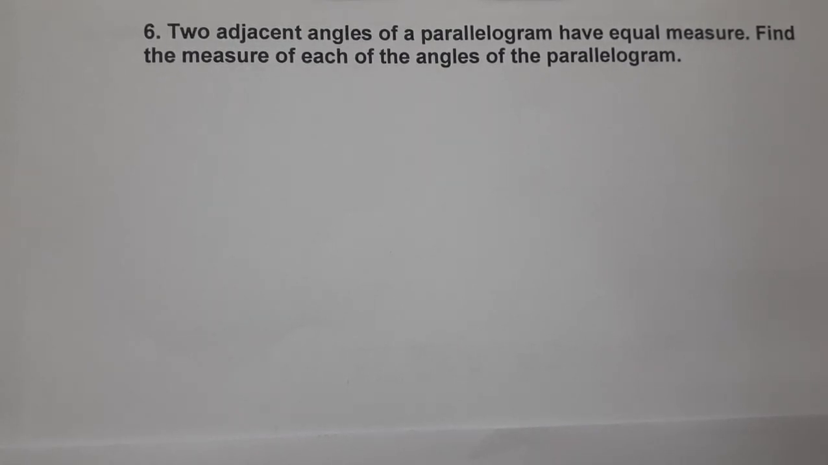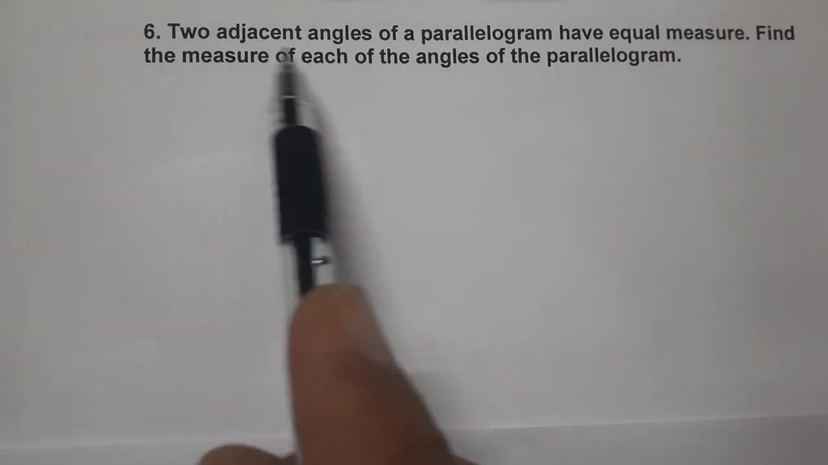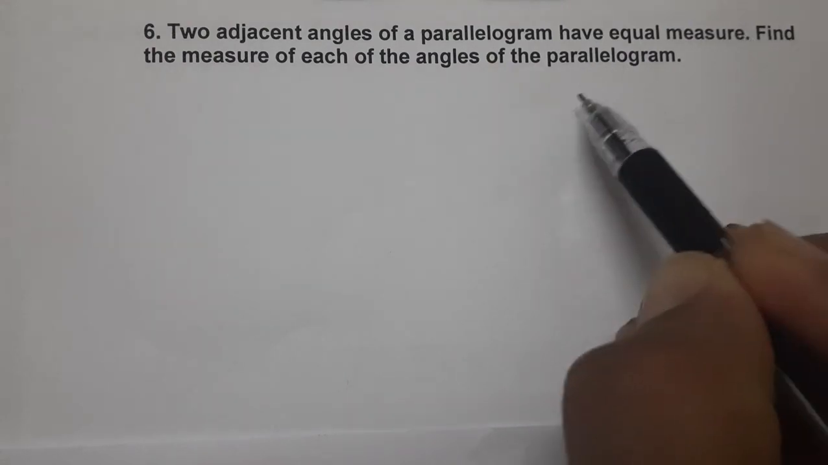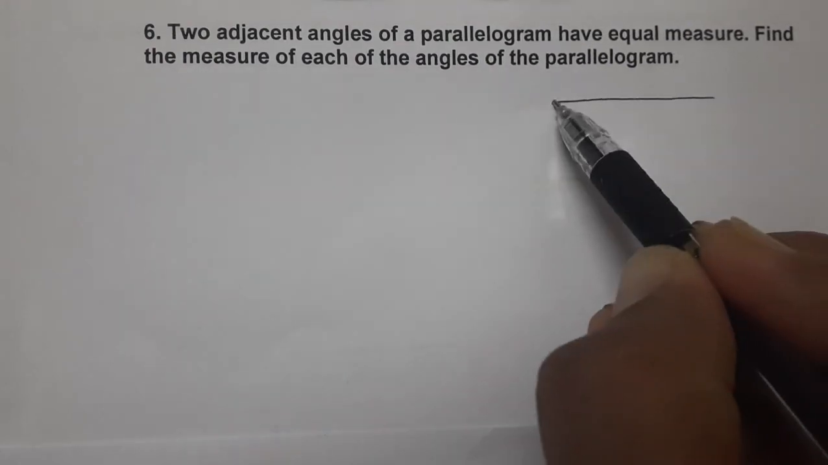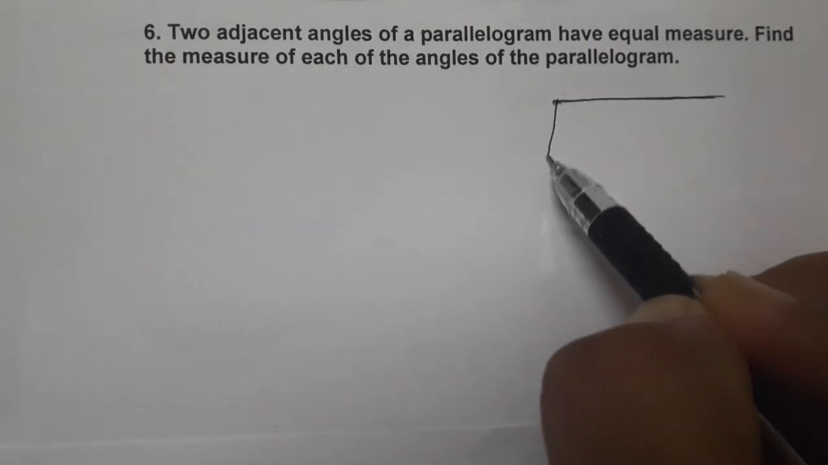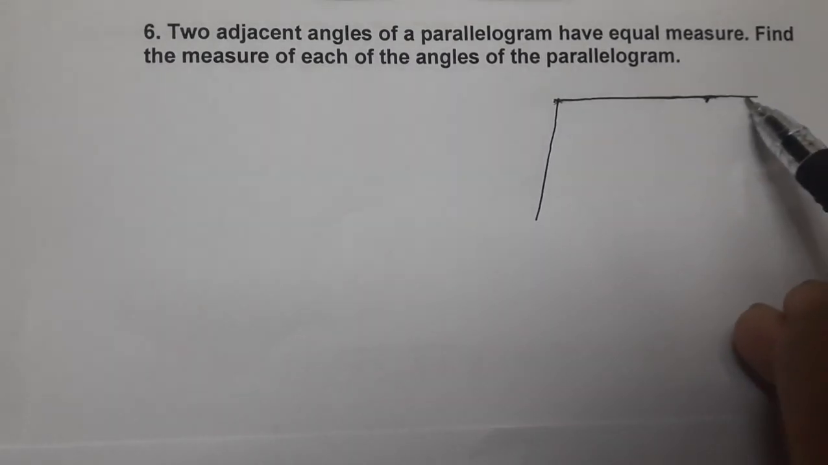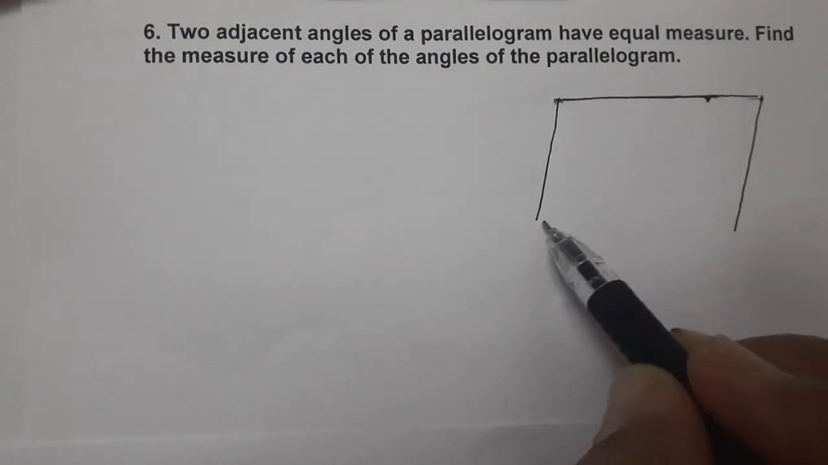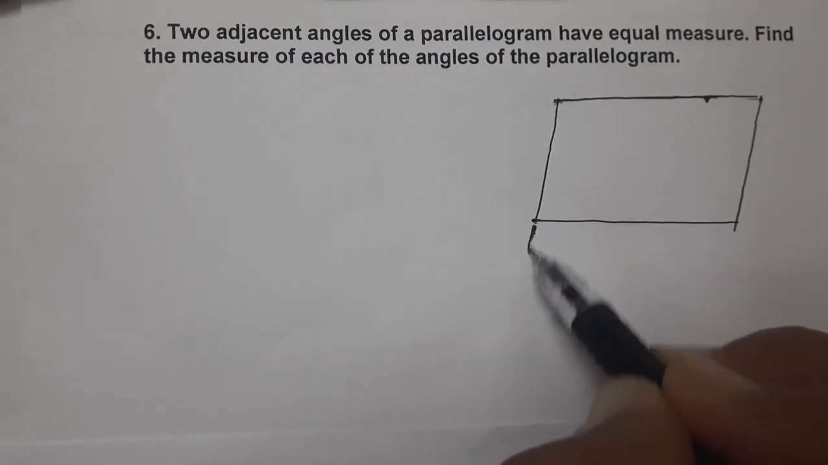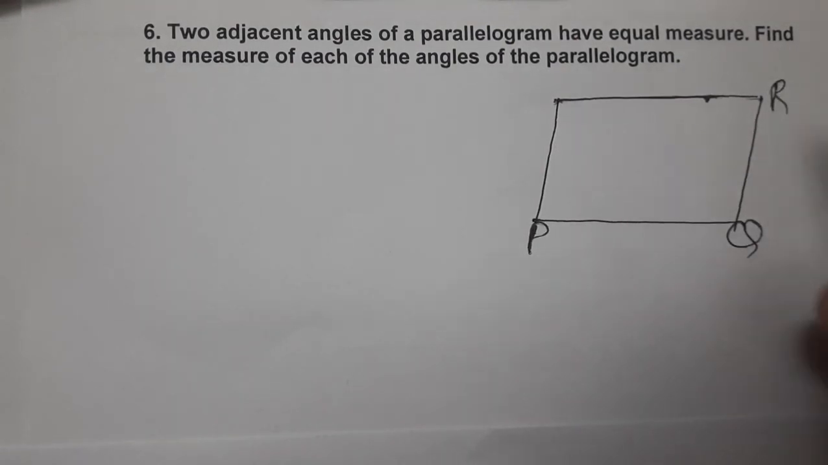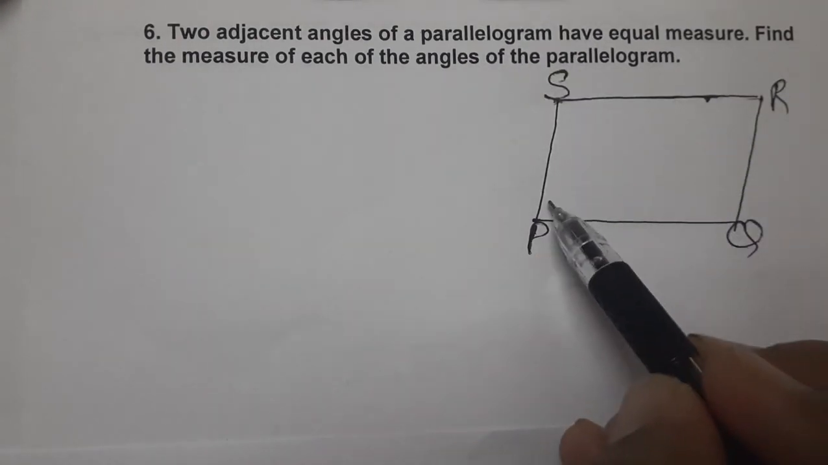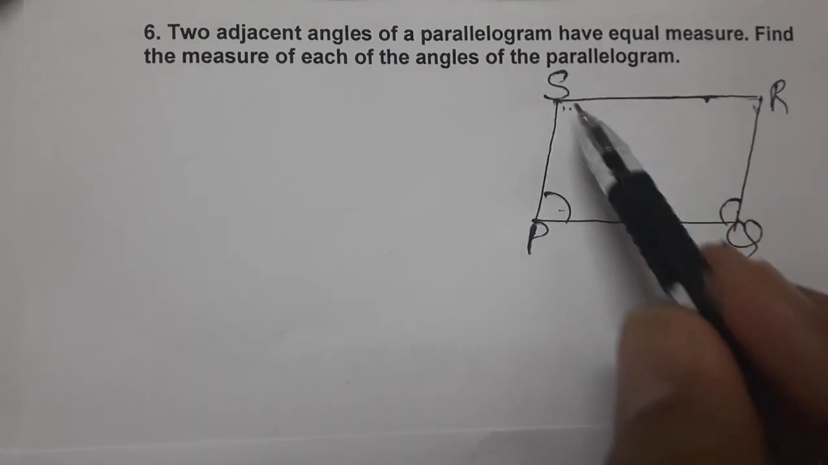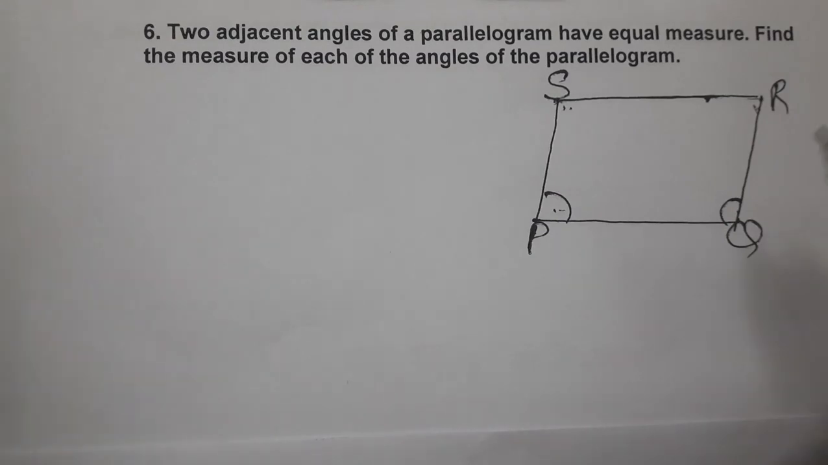Now let us solve question number 6. Two adjacent angles of a parallelogram have equal measure. So two adjacent angles are given to us. Let us make one parallelogram. Give the name, any name you can give. PQRS I am giving this time. Two adjacent angles: we can assume any two adjacent angles, either these two or these two or these two or these two. Any two we can assume.